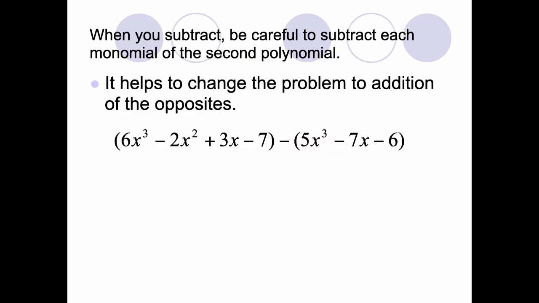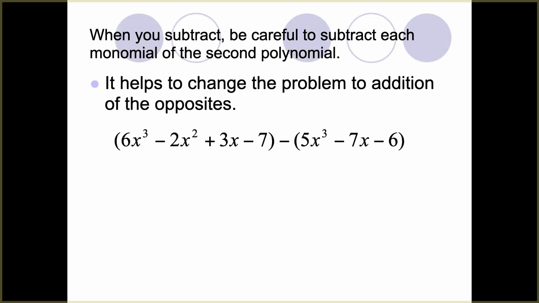When you subtract polynomials, be careful to subtract each monomial of the second one. There are 2 ways to do this. You can keep in your head that there's a minus sign and say 6x cubed minus 5x cubed. That is one way to do it. But what I find is most people will have trouble doing this. So I suggest that you distribute the negative sign into the second parentheses. This is like having a negative 1 out here, and we're going to distribute that in.